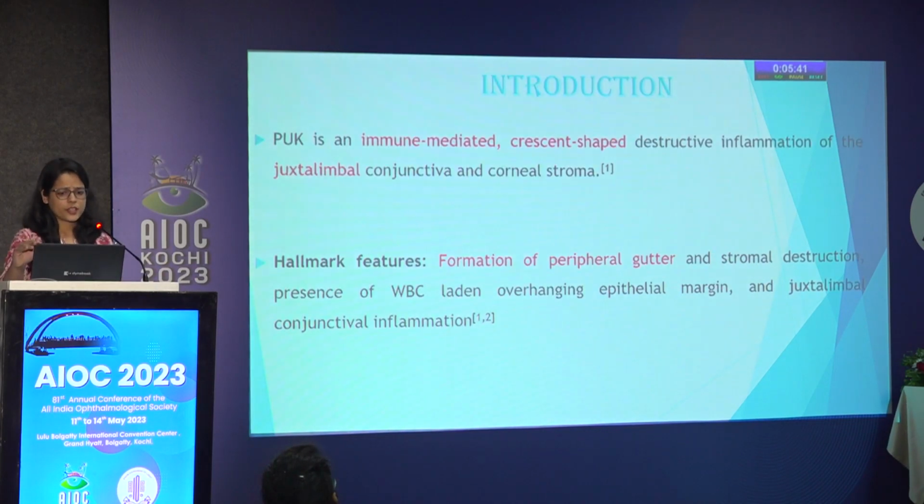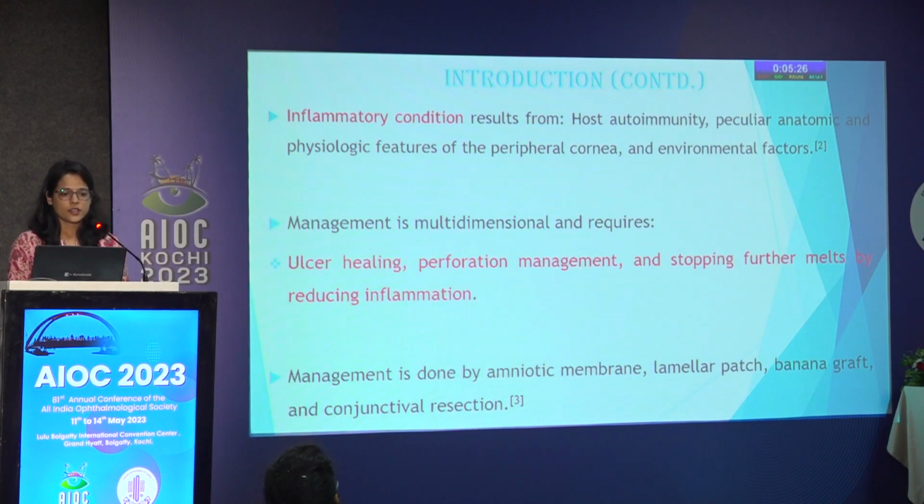PUK is an immune-mediated, crescent-shaped destructive inflammation of the juxtalimbal conjunctiva and corneal stroma. Hallmark features of PUK are formation of a peripheral gutter and stromal destruction, presence of a WBC-laden overhanging epithelial margin, and juxtalimbal conjunctival inflammation. The condition results from host autoimmunity, peculiar anatomic and physiologic features of the peripheral cornea, and environmental factors.